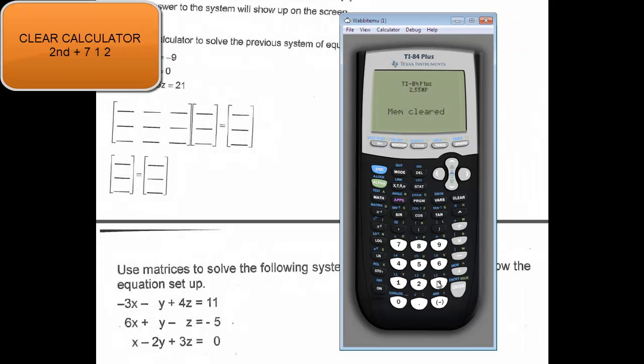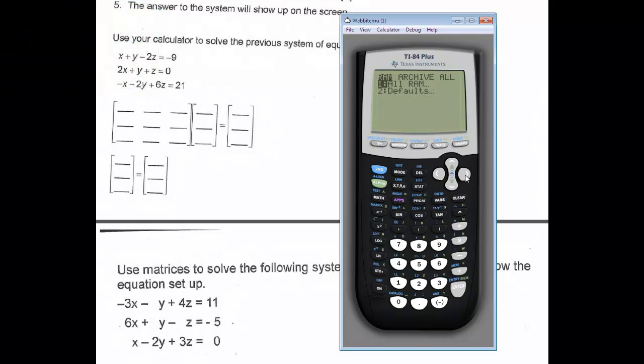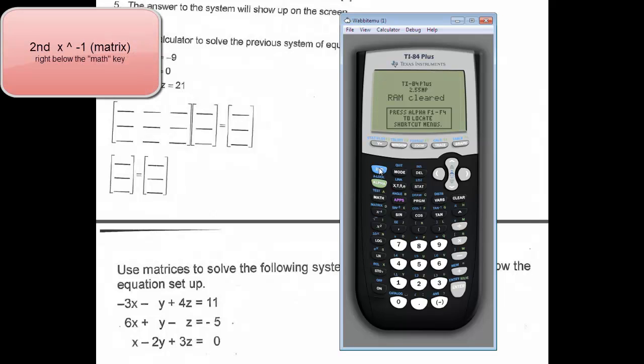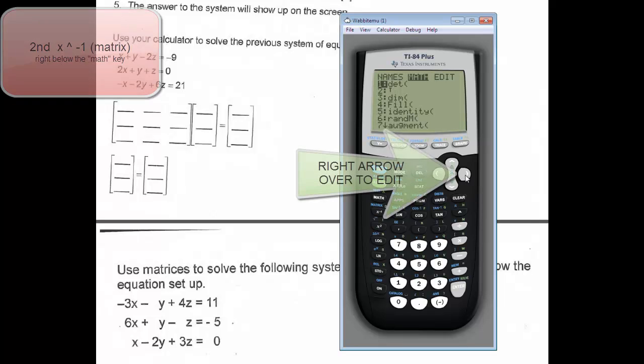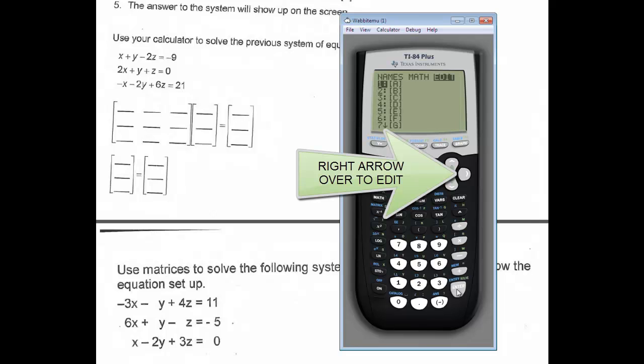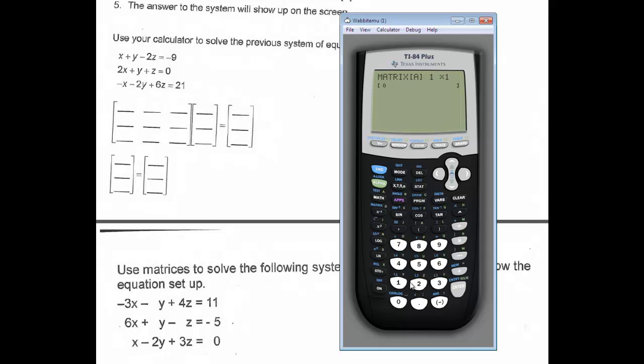Let's clear out the calculator so that nothing is on the screen. Second, quit. Now we set up the matrix from a while ago. That is not showing on my picture, but we're going to put those numbers in from the worksheet. So second matrix, or second inverse key, right arrow over to edit, choose A, enter. This is a 3 by 3 matrix.